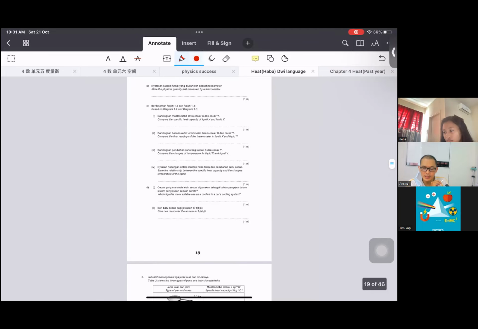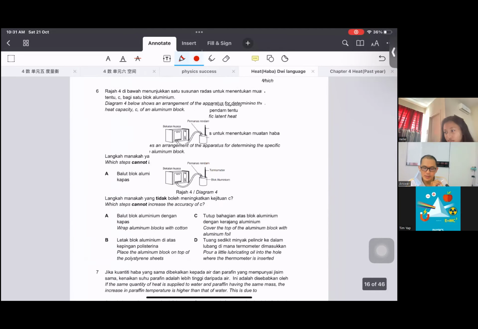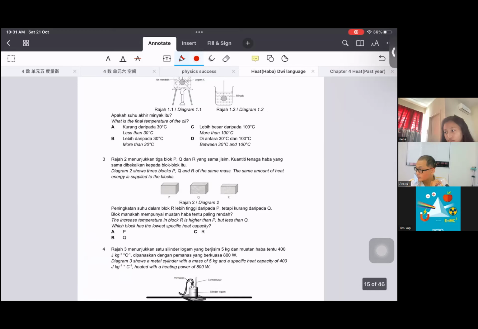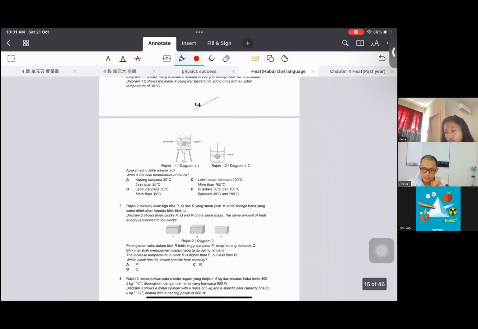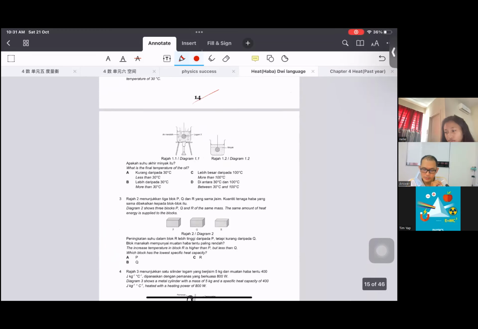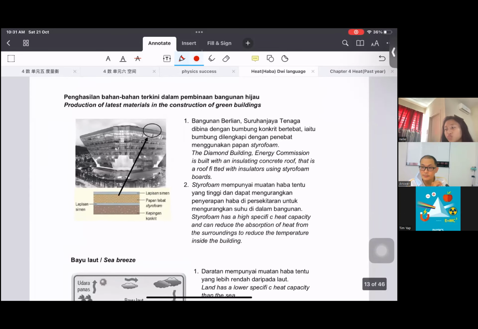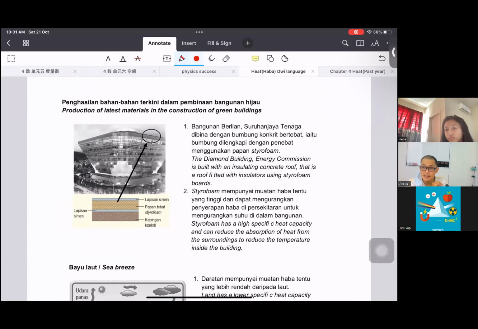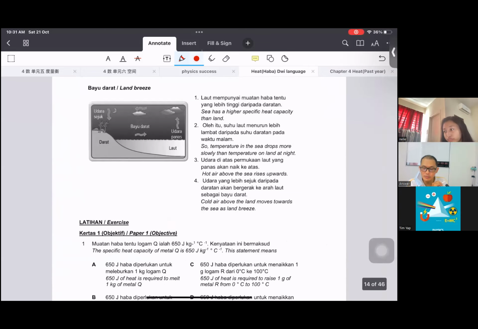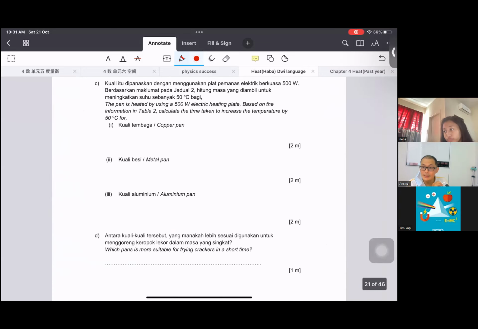Okay. So next week I will explain to you how to do the exam paper, how to apply the specific heat capacity in different applications. Application next week, and then we move on to latent heat.